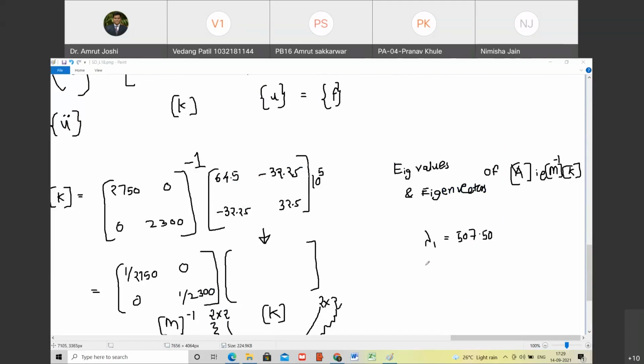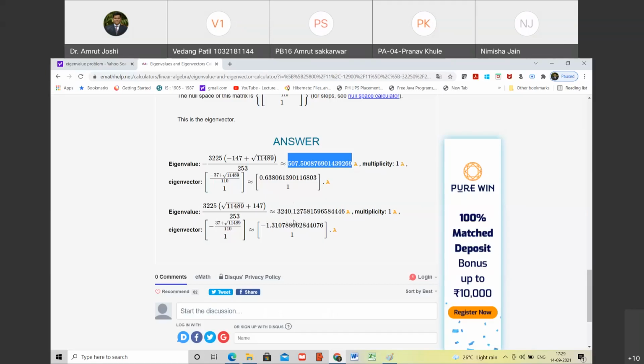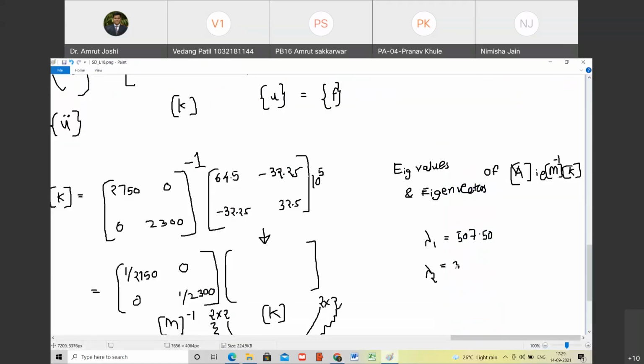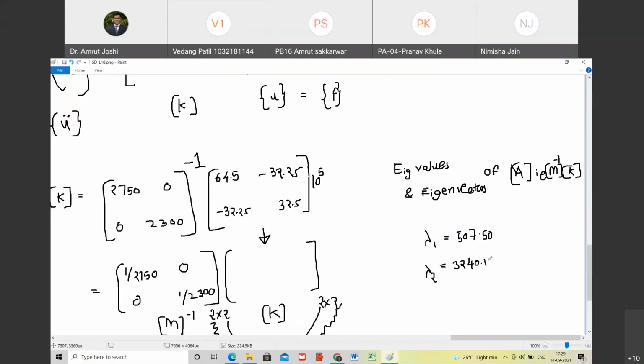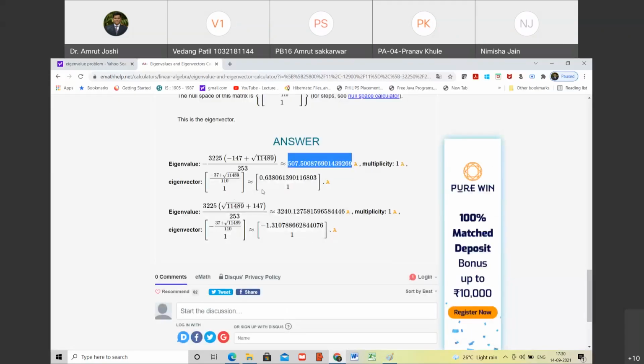And lambda 2 is equal to what? Lambda 2 is equal to 3240.127, that is 0.13. Happy? So whatever eigenvalues come, we will first rank order them from lowest to highest, and then we will get the eigenvectors associated with these eigenvalues.